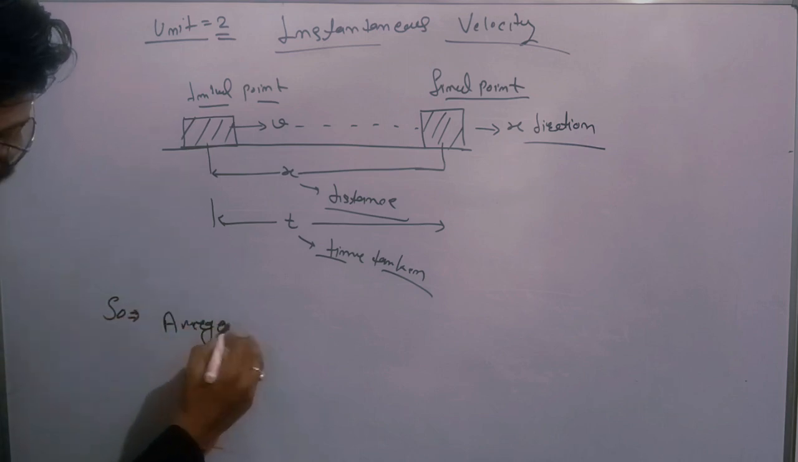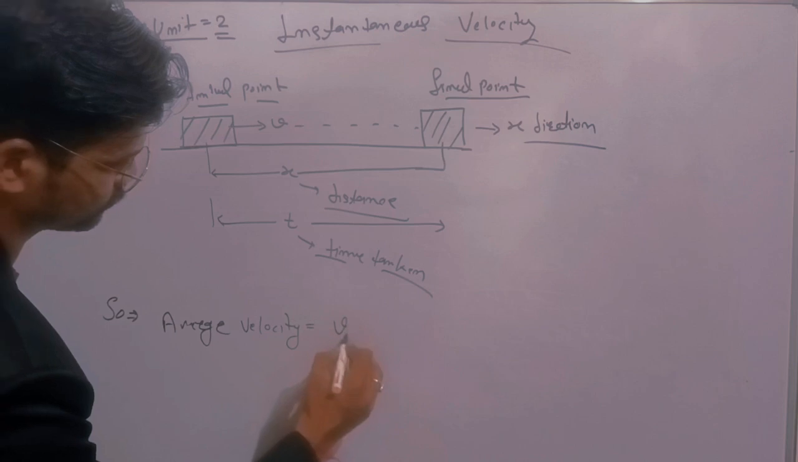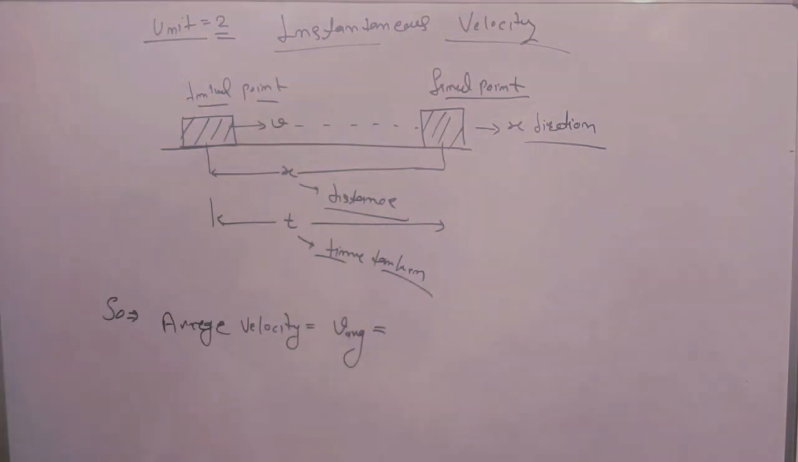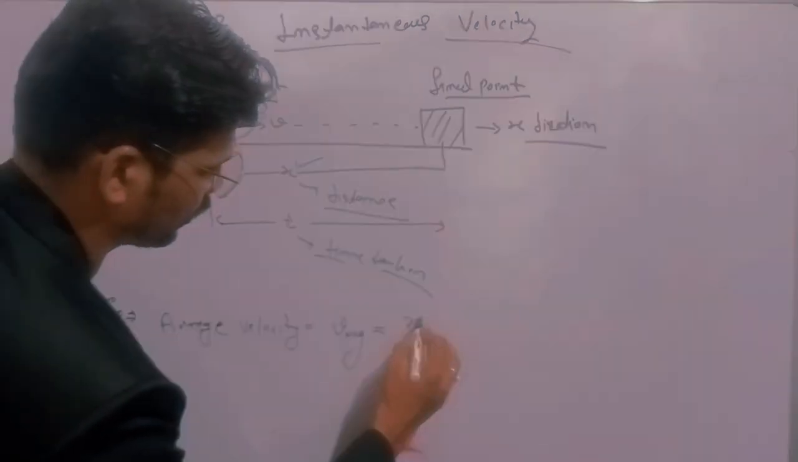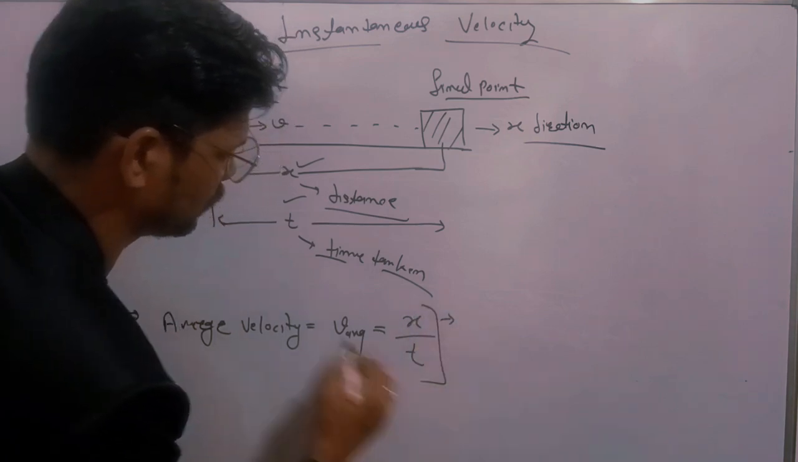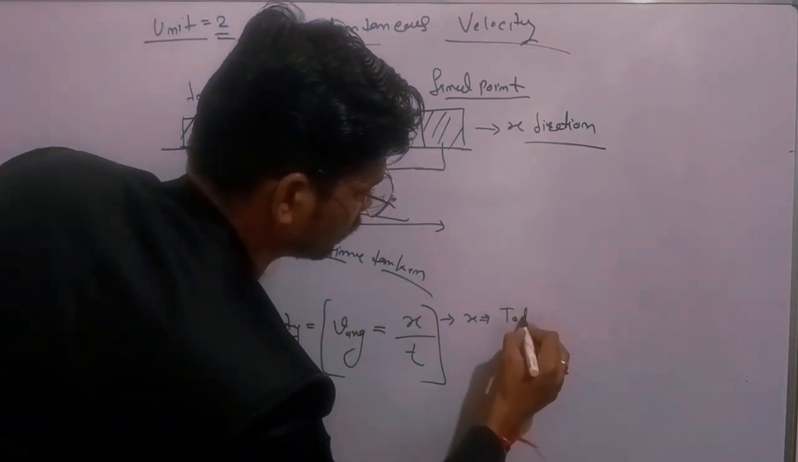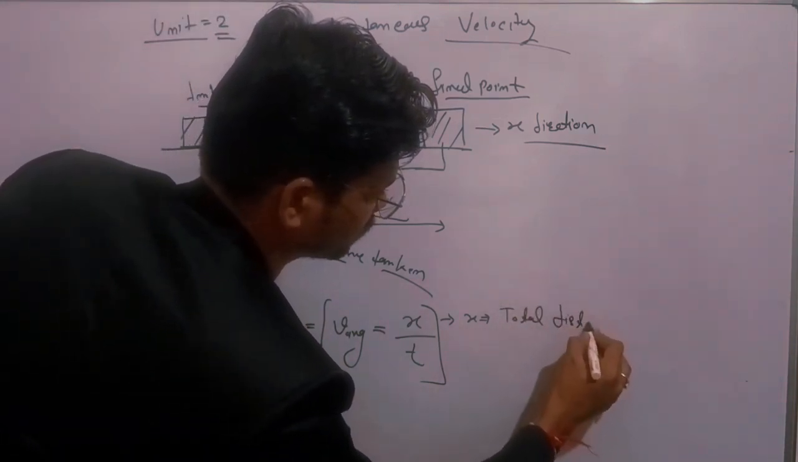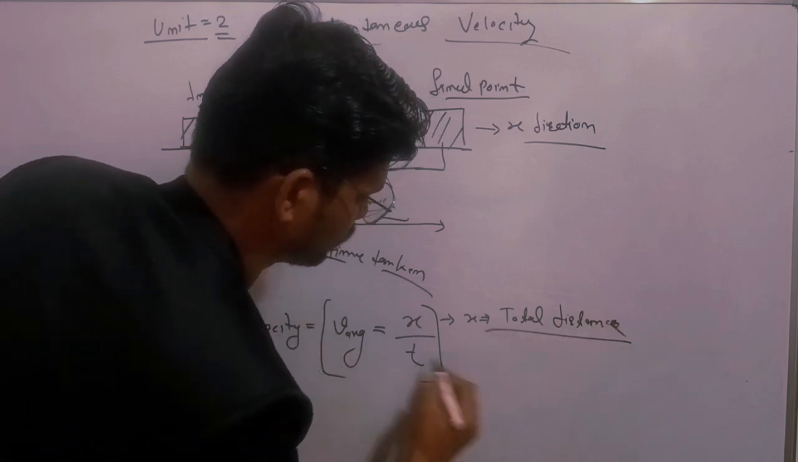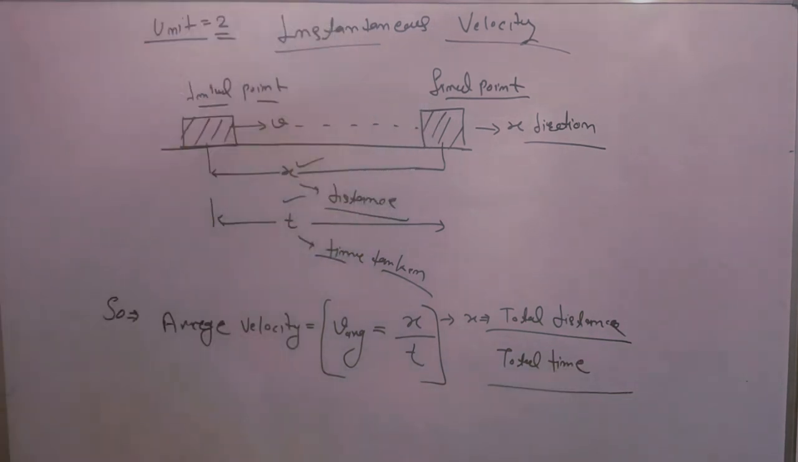So, average velocity. Average velocity, v average, is equal to displacement upon time taken. So v average is equal to x upon t, where x is the total distance and t is the total time. So note down.